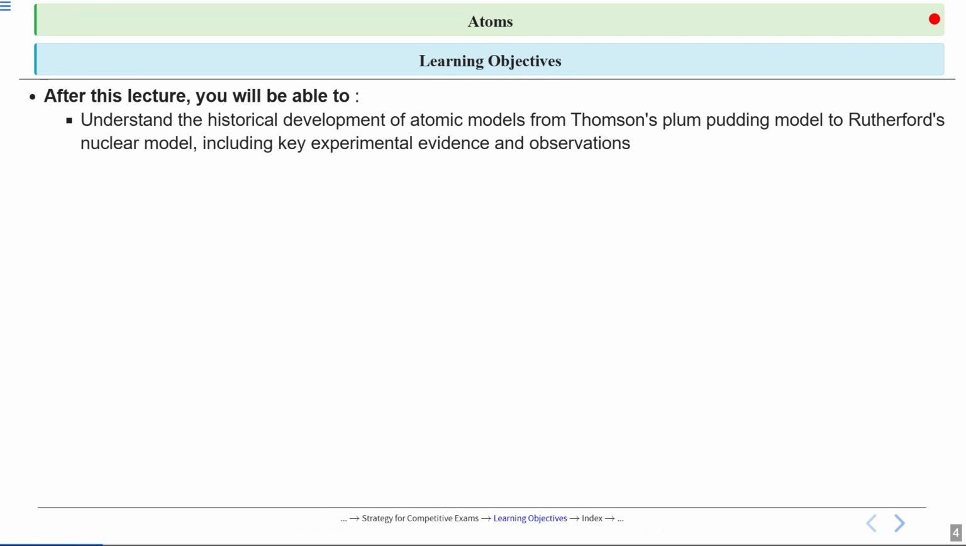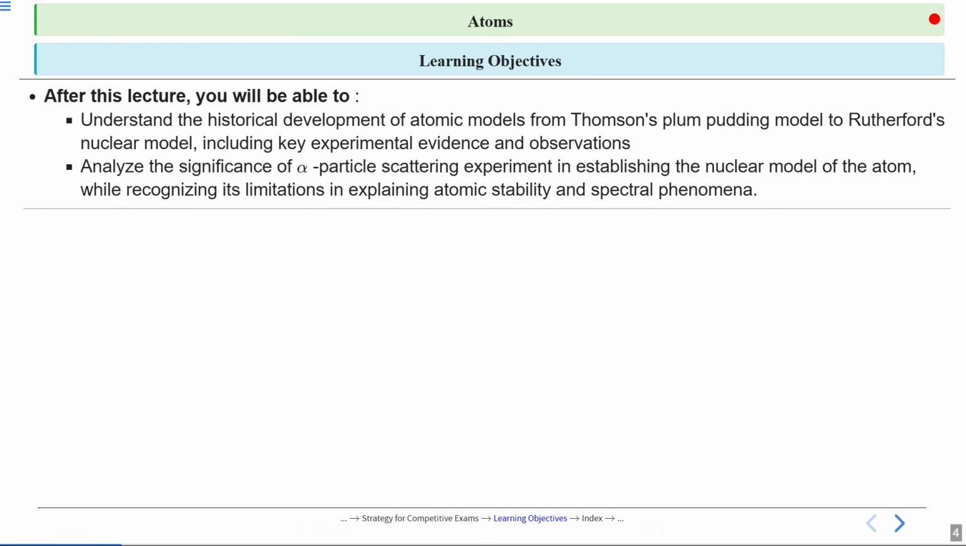We'll look at how scientists moved from Thomson's plum pudding model, which pictured the atom as a sphere of positive charge with electrons scattered inside, and how we came through the Rutherford model to the Bohr model. You will be able to analyze the alpha particle scattering experiment, which was crucial for establishing the nuclear model of the atom. Also we will recognize the limitation of the alpha particle scattering experiment in explaining atomic stability and spectral phenomena.